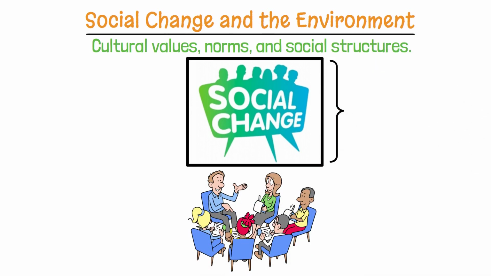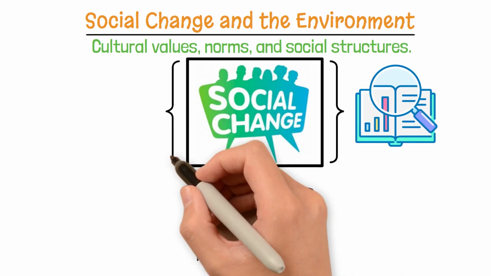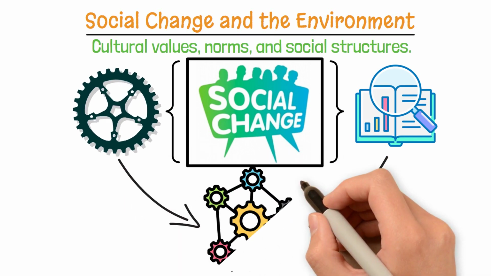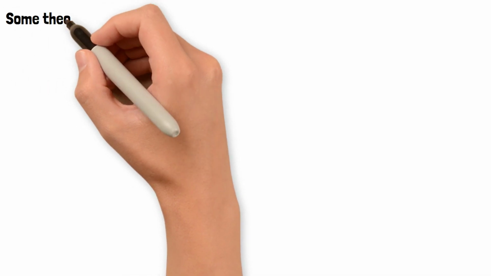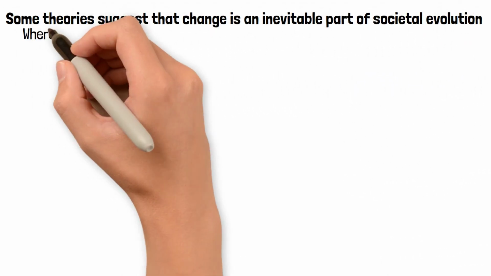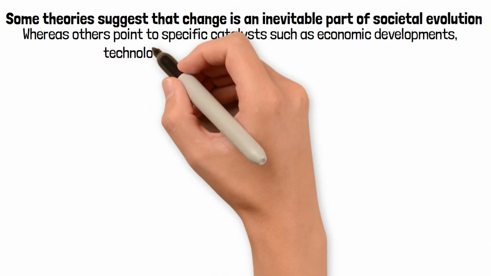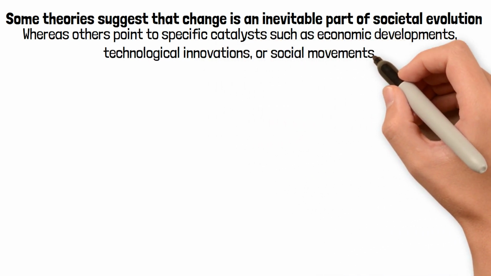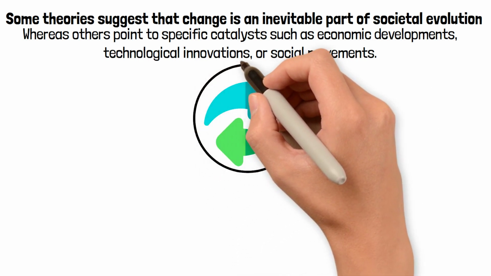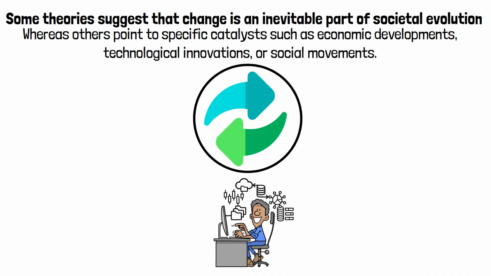Understanding how social change transforms social life requires examining both the theories behind these changes and the processes through which they occur. Theories and processes of social change are varied and complex. Some theories suggest that change is an inevitable part of societal evolution, whereas others point to specific catalysts such as economic developments, technological innovations, or social movements. Change can be intentional, as with planned social movements, or unintentional, as with the unforeseen consequences of new technologies.